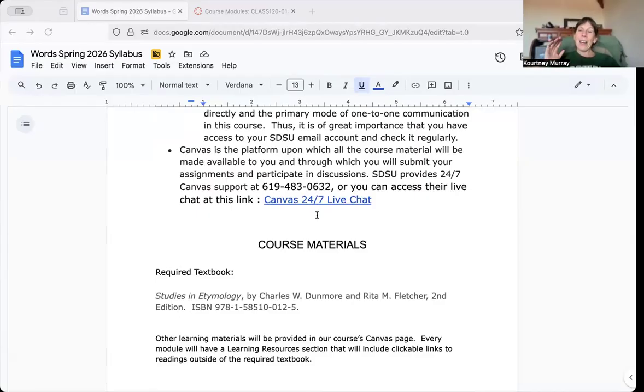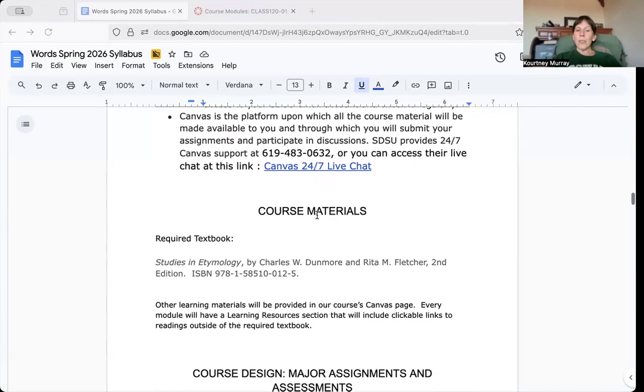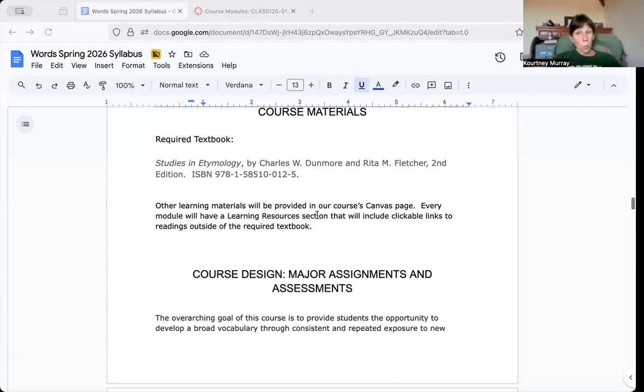Okay. All right. So moving on to the required textbook. There's only one book required for this course, and it's this one. I have it right here. It is very majestic. Studies in Etymology by the estimable Charles W. Dunmore and Rita M. Fletcher. It is available to you through Day One. So if you use that, which I don't get how that works, but it seems to be fine for most people, it should be available in the bookstore.